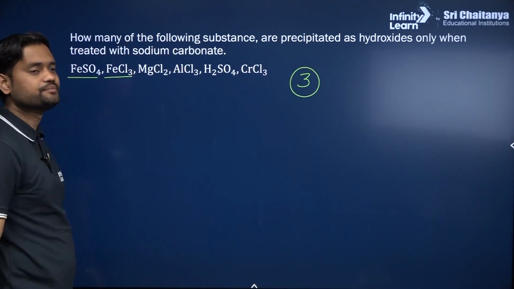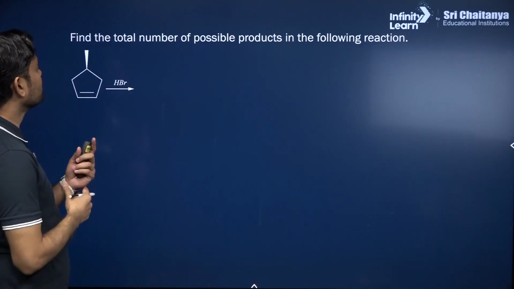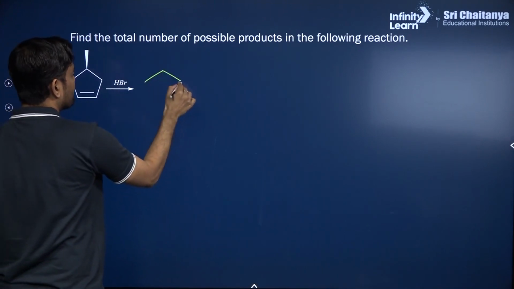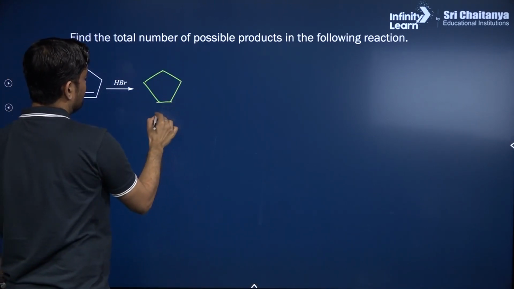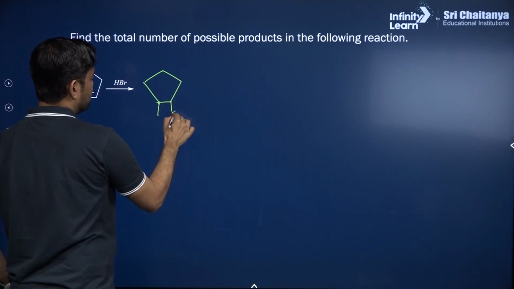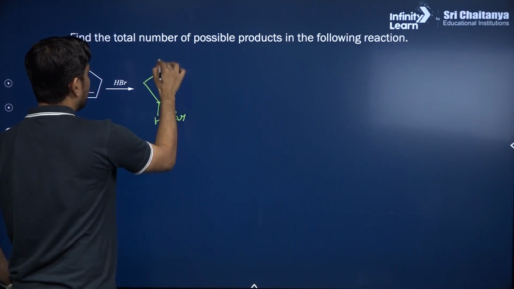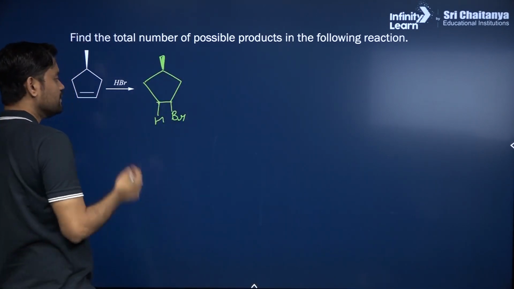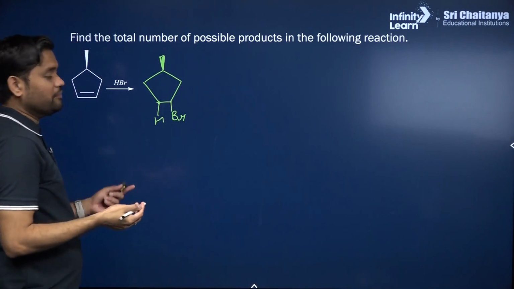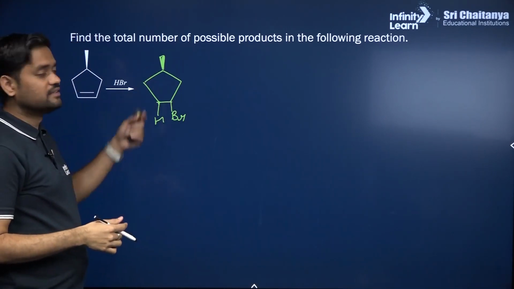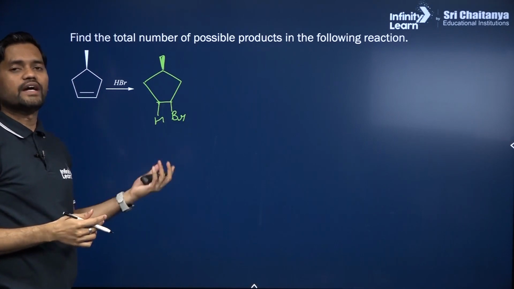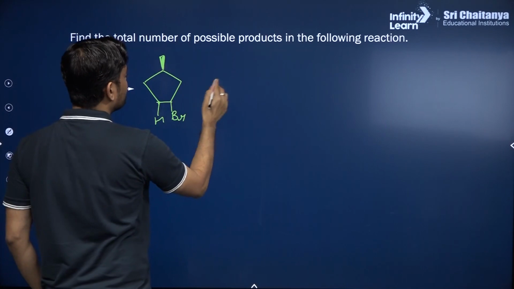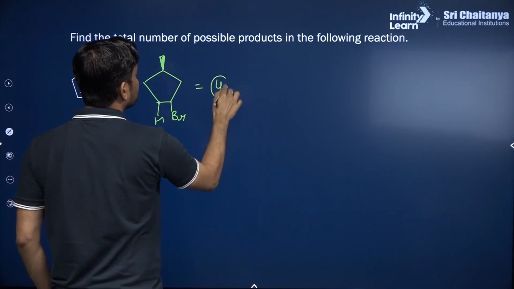3. Clear? Next, find the total number of possible products in the following reaction. This is HBr. Okay, so you will get Br and H, and this is always at the top, right? Clear? So basically, if you will see, there are 2 chiral centers, and 2 chiral centers will give you how many isomers? 4. So how many products? There are a total of 4 products that are possible.